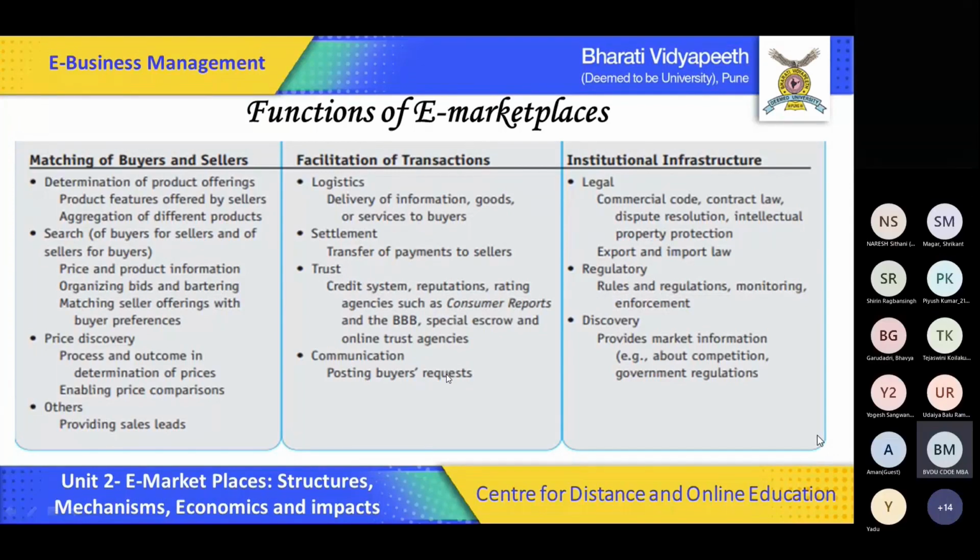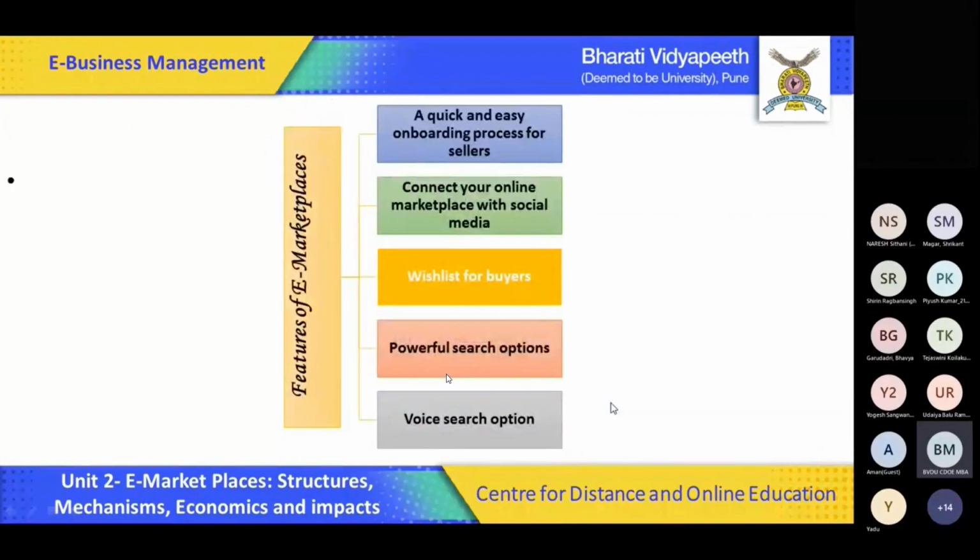Then discovery. Here they need to provide the market information, for example about their competition and government regulations. So these are the functions of e-marketplaces. Now let's see the features of the e-marketplaces quickly.